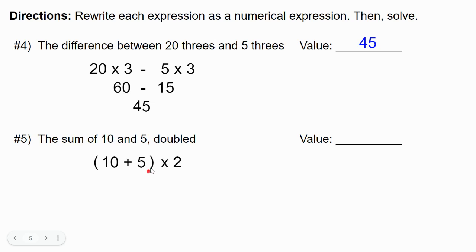If we didn't put the parentheses in, we would first have to do 5 times 2. But by putting the parentheses in here, we're going to do 10 plus 5 first, which is 15. Now we can multiply the answer 15 times 2 in order to get 30. So the value or answer is 30.